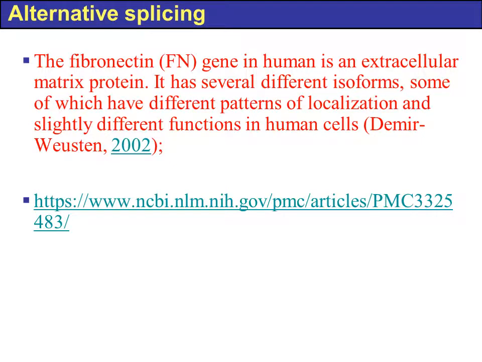This talks about fibronectin, another gene. This one is in humans. And you also have several different isoforms that will be created through alternative RNA splicing.